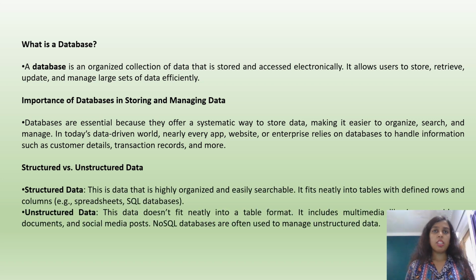When we talk about databases, we also have to understand the two types of data. They typically manage structured and unstructured data. Structured data is highly organized and fits into predefined models, such as rows and columns in tables. Think of spreadsheets or relational databases. Unstructured data, on the other hand, does not follow a predefined model. This includes everything from videos, images, and social media posts to emails. NoSQL databases are often used to handle unstructured data since they provide more flexibility in how the data is stored and accessed.